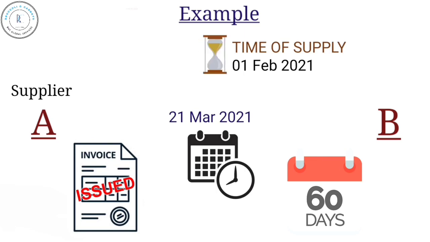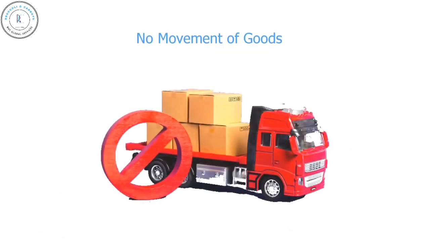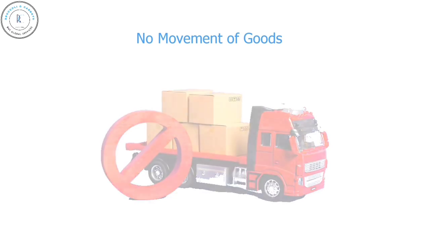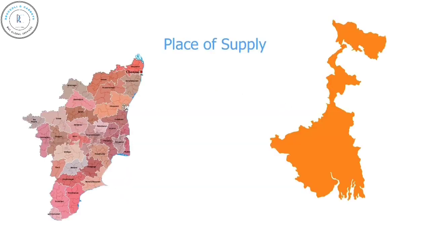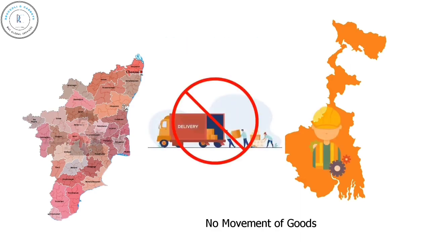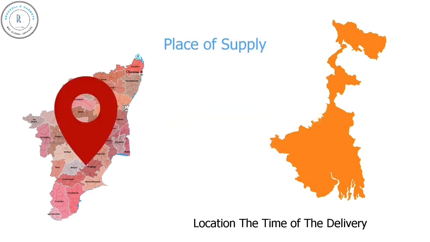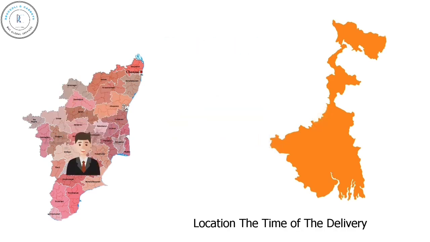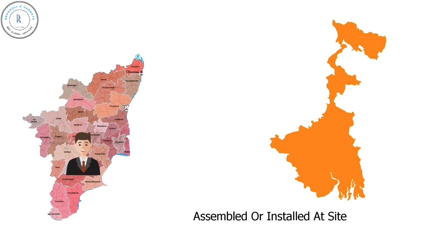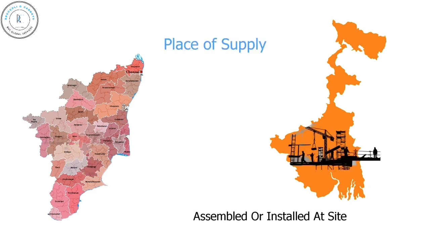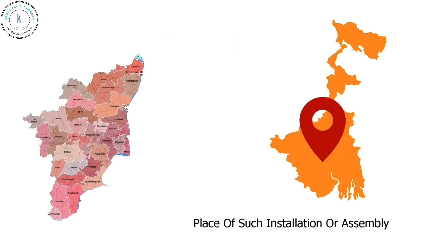So, that is all for this topic. Today we shall be discussing the concept of place of supply when there is no movement of goods. In case of supply not involving movement of goods either by the supplier or the recipient, place of supply will be the location of such goods at the time of the delivery to the recipient. Supply involving assembling or installing of goods at site, place of supply will be the place of such installation or assembly.